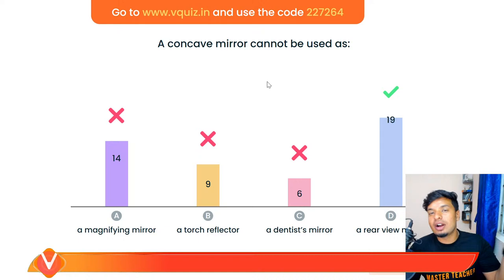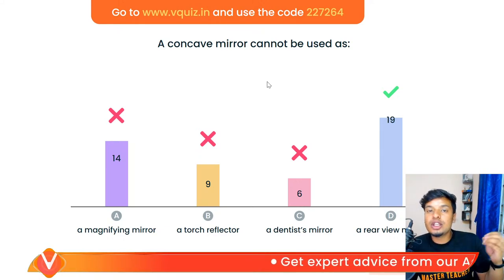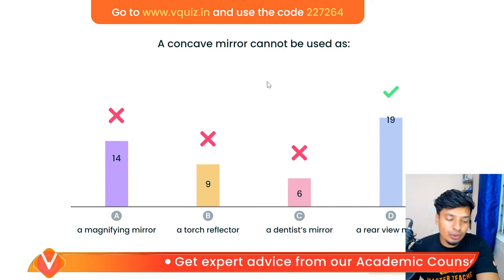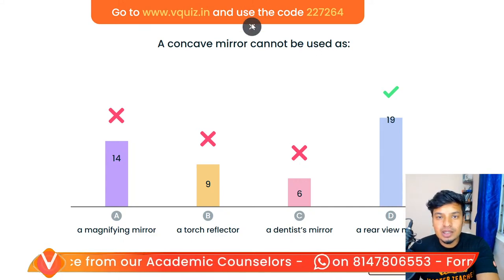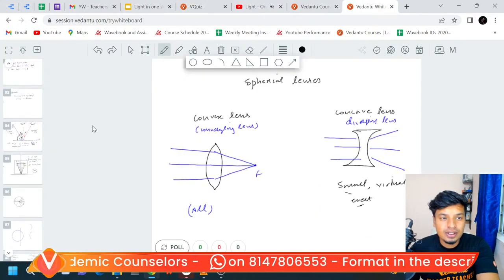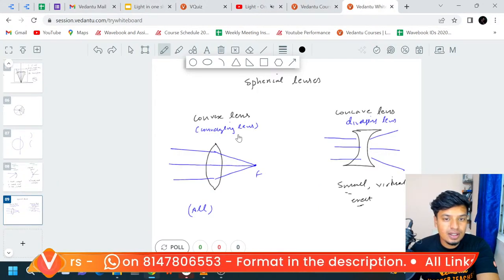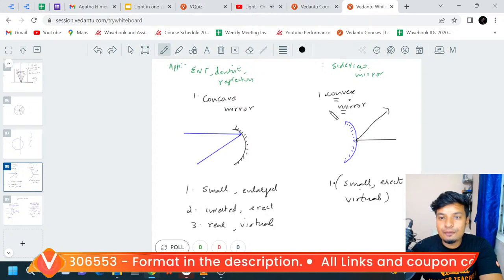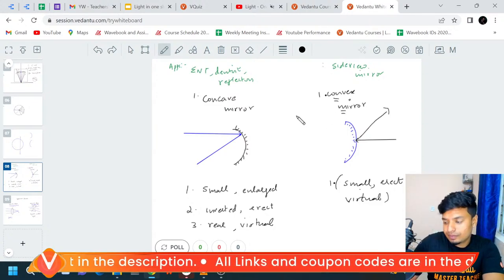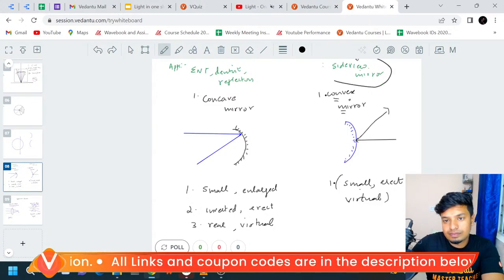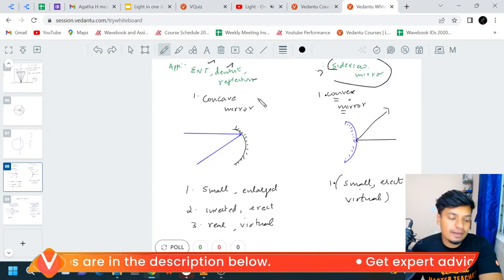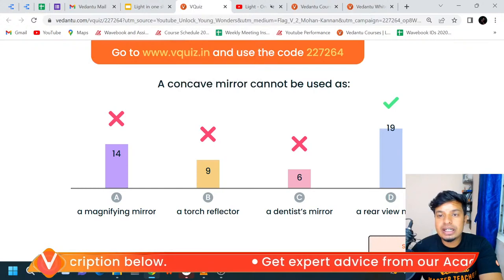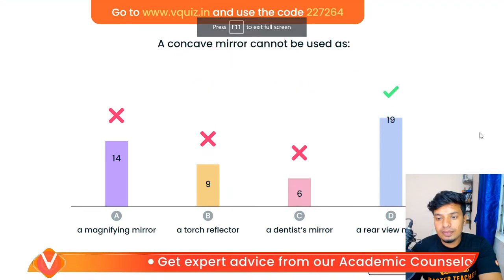It cannot be used. Oh my god, yes, it cannot be used as a rear view mirror, because in a rear view mirror we only use a convex mirror. That is what I told you. No, I was reading it wrong. My bad. Let me show you. I have written it. See, convex mirror as a side view mirror, isn't it? Whereas in a concave mirror, ENT, dentist, reflectors, everything. I was reading it wrong. My bad. Next.